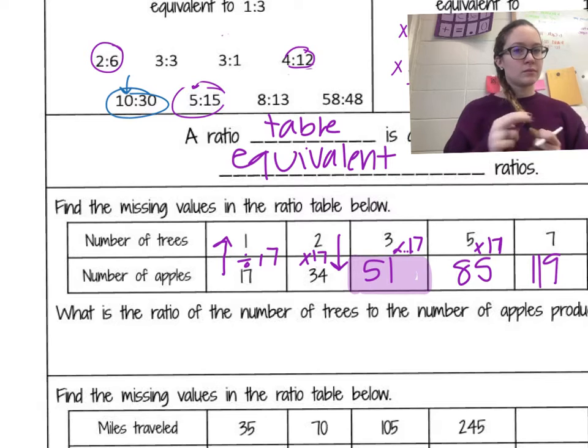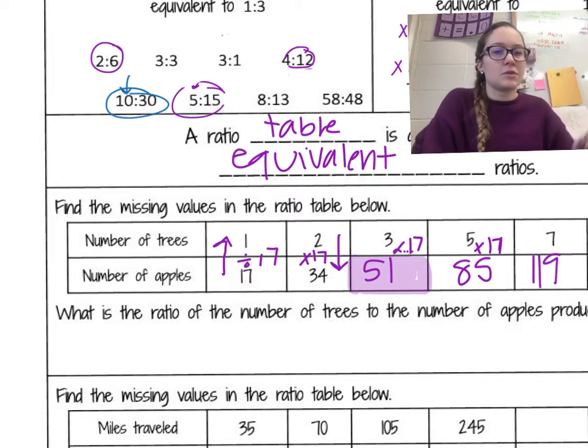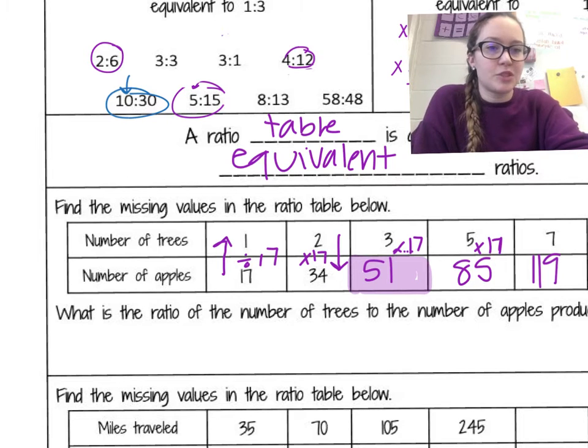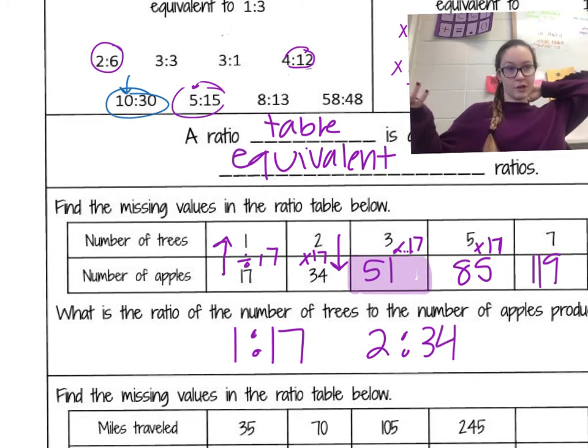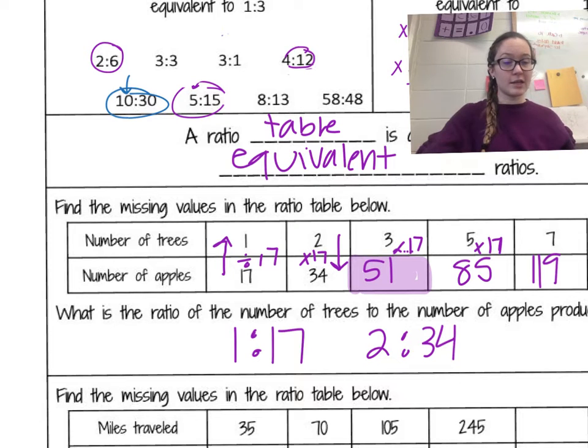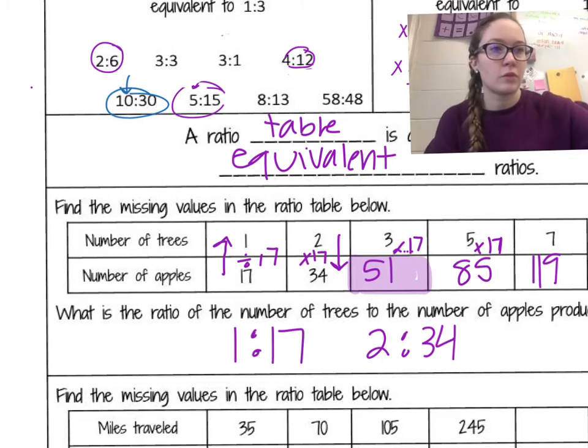So the ratio of trees to apples produced is 1 to 17. Or you could pick 2 to 34. Right? Those are equivalent ratios. Any of them work. They're all describing the same thing. Okay?